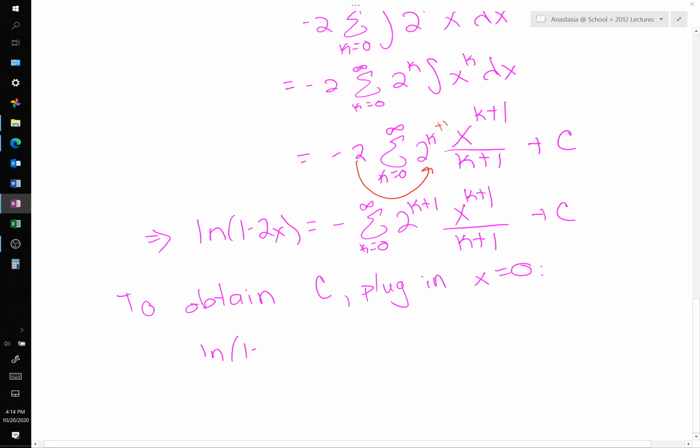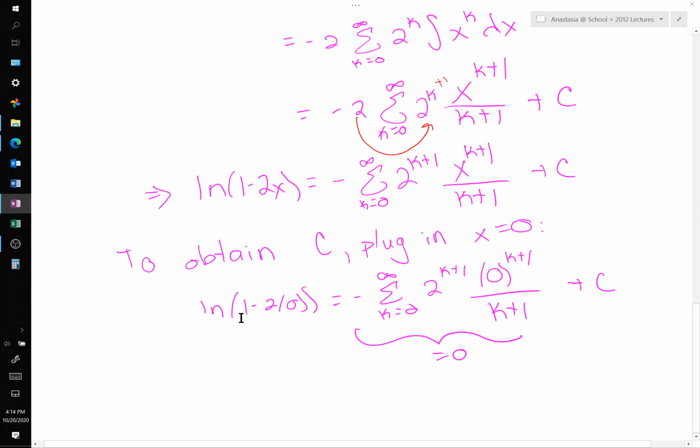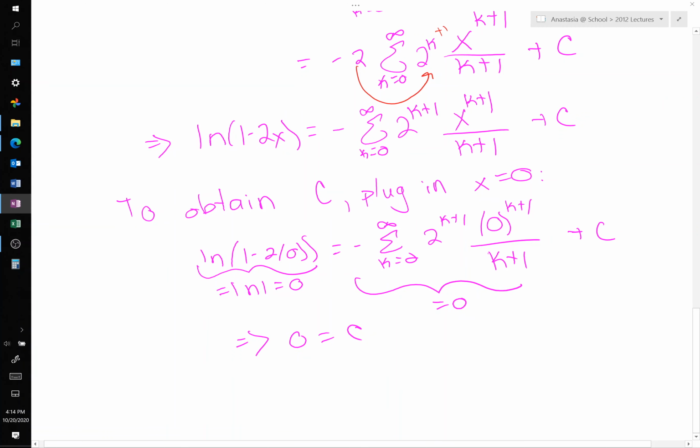So we have natural log of 1 minus 2 times 0 is equal to negative sum from k equals 0 to infinity of 2 to the k plus 1, 0 to the k plus 1, all over k plus 1, plus c. Notice if we take 0, we raise it to a bunch of powers, it's all going to be 0. We multiply by a constant, we divide by a constant, it's all going to be 0. We sum up a whole bunch of zeros. This whole thing ends up equaling 0. So that 2 times 0 also gives us 0. The natural log of 1 is also equal to 0, which means that c is equal to 0.